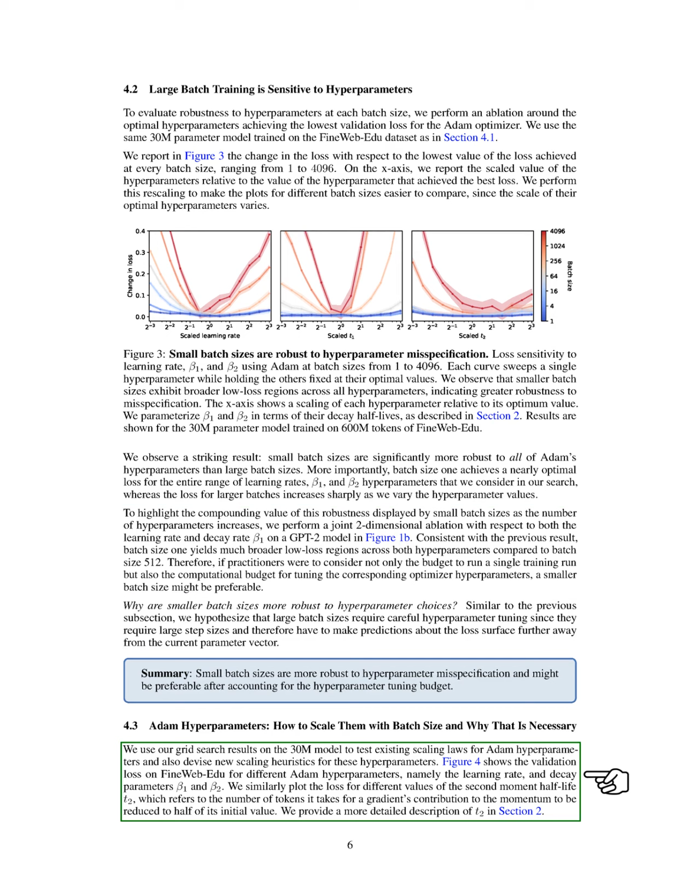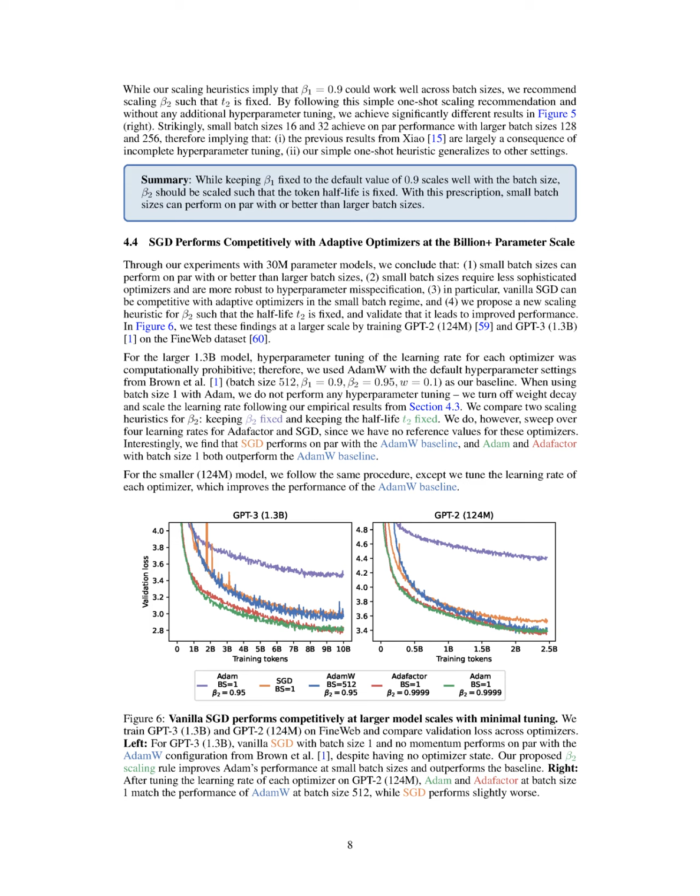In this section, we evaluate the sensitivity of large batch training to hyperparameters and find that smaller batch sizes are more robust, achieving nearly optimal loss across a wider range of hyperparameter values. We also propose scaling heuristics for Adam's hyperparameters, demonstrating that with proper adjustments, smaller batch sizes can perform comparably to larger ones without extensive tuning.